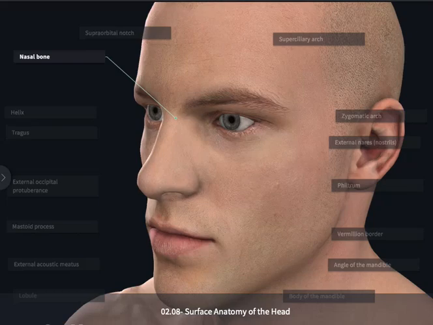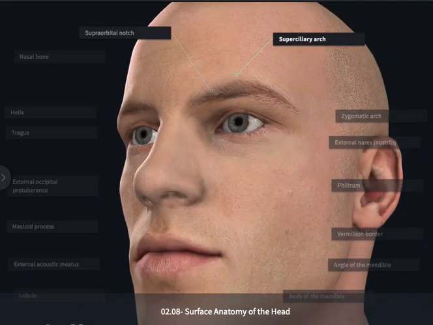From here, if a physician were to palpate laterally, they'd be moving along a bony prominence known as the superciliary arch, or the brow. And in many individuals, there's a small indentation known as the supraorbital notch, which is where we're going to have neurovascular structures from the orbit reach the forehead.